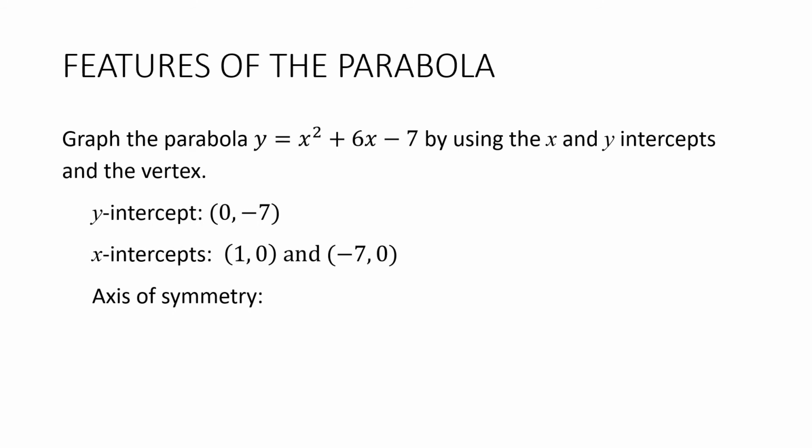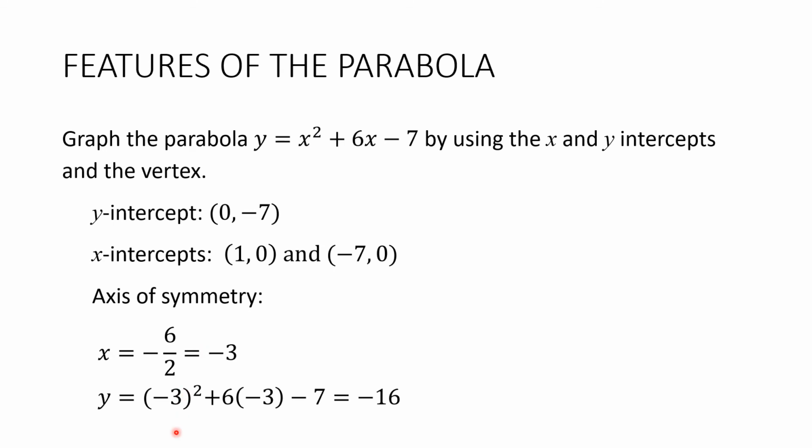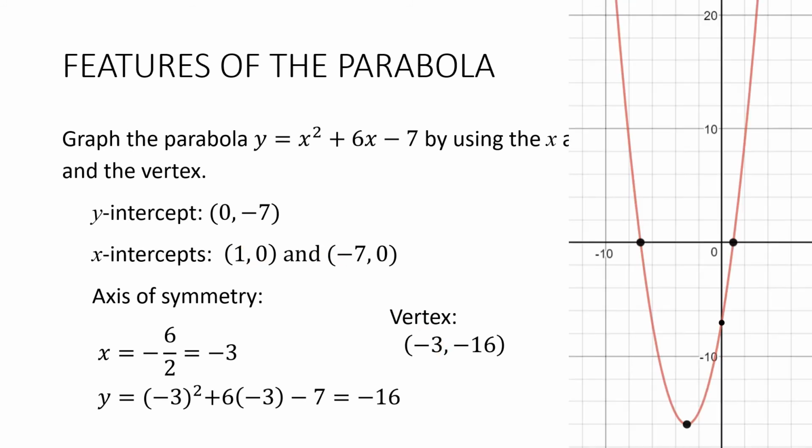So our axis of symmetry is minus b on 2a. Substituting in, we get minus 6 on 2 lots of 1, which is negative 3. And then finally, substituting that back into the equation, we're going to get the y coordinate. Negative 3 all squared plus 6 lots of negative 3, take away 7 gives us negative 16. So our vertex has coordinates negative 3, negative 16. So plotting these 4 points, we get this. And we know it's symmetrical about this point, so we're just joining it up like that.